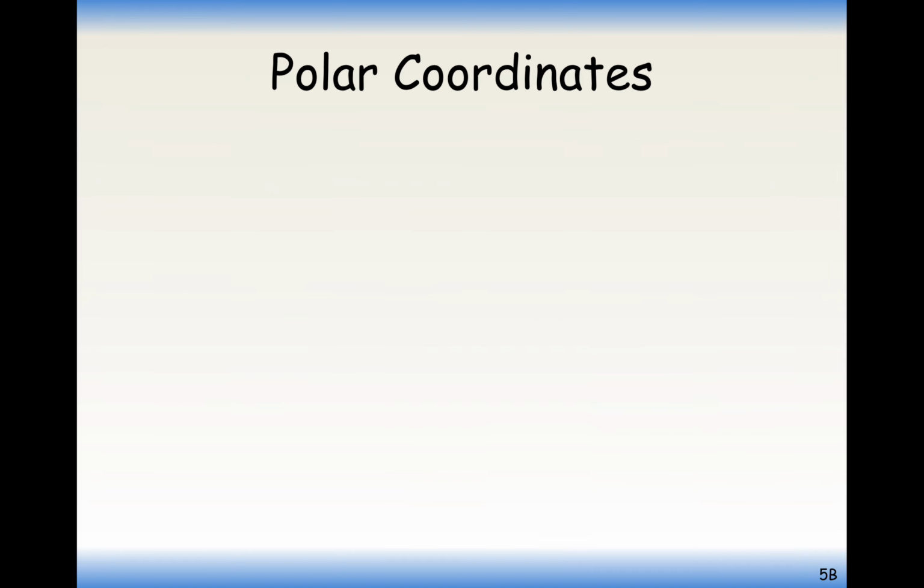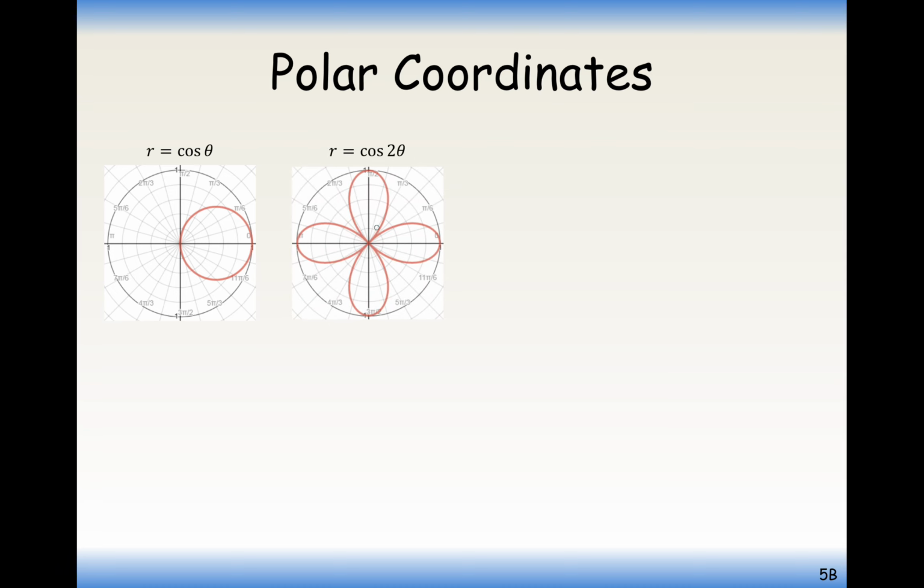Okay, so let's try and see if we can spot a pattern here between these types of graphs. In the cos theta graph, we just had one circle that went over itself twice. In the cos 2 theta graph, we had all four petals.